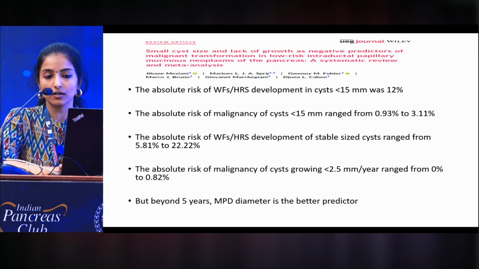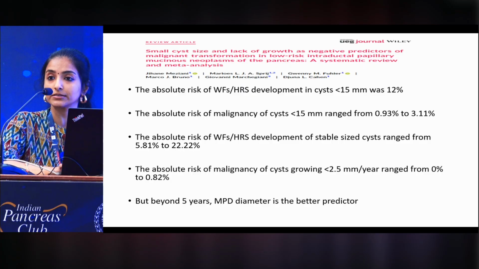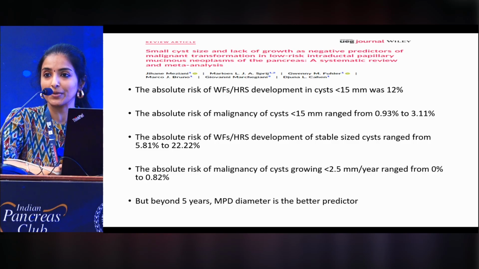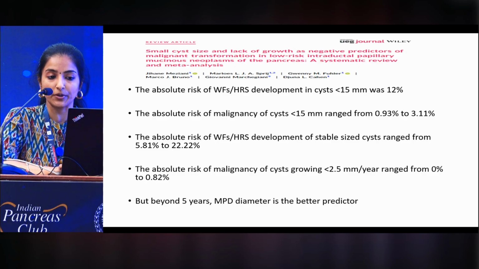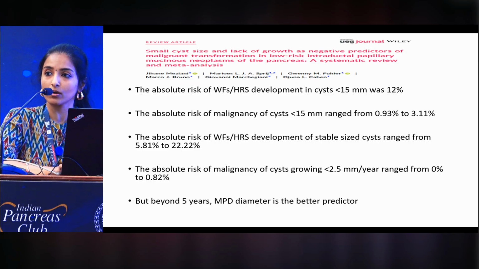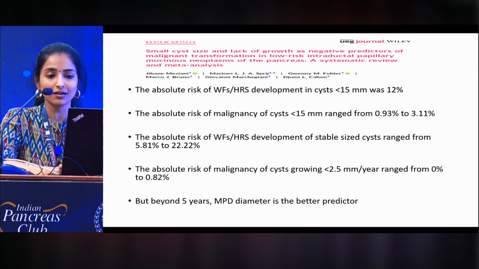This is coming from a meta-analysis which looked at the two most important factors, which are the cyst size and the growth rate of the cyst. Both a cyst size of less than 15 mm and a growth rate of less than 2.5 mm per year predicted that the risk of worrisome features, high-risk stigmata, or invasive malignancy is considerably lower.